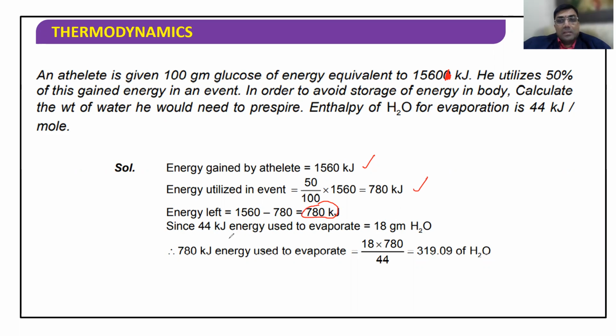Okay. Now listen. 44 kilojoules energy is required to evaporate 18 grams of water. It is given per mole, na? 44 kilojoules per mole means 18 grams. One mole is 18 grams of water. 780 kilojoules means how much? That's the answer. Slightly logical. Easy only. Am I clear? Yes, sir.